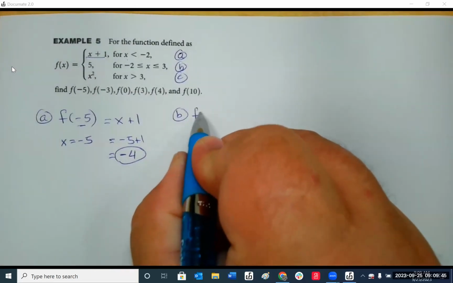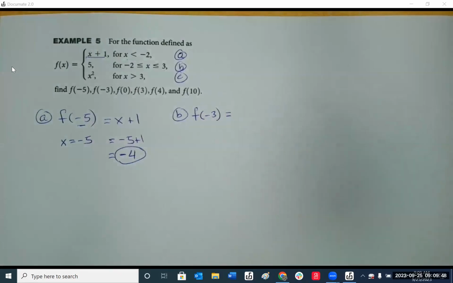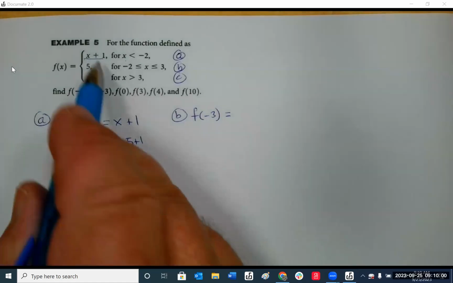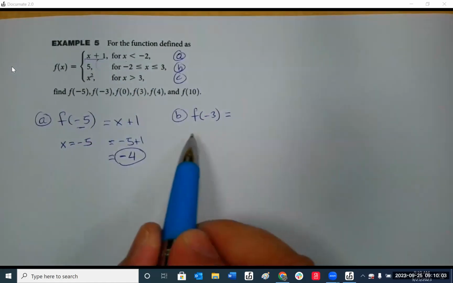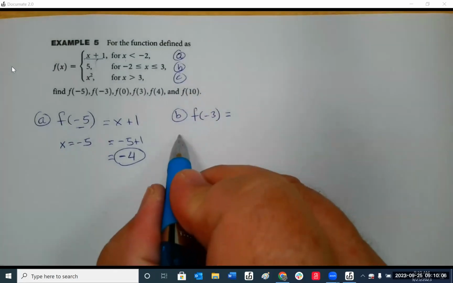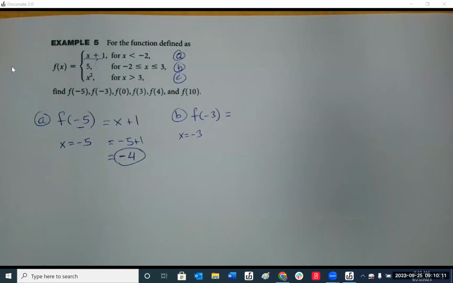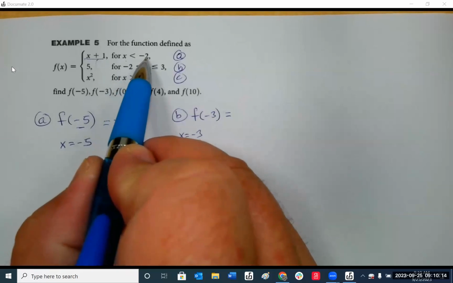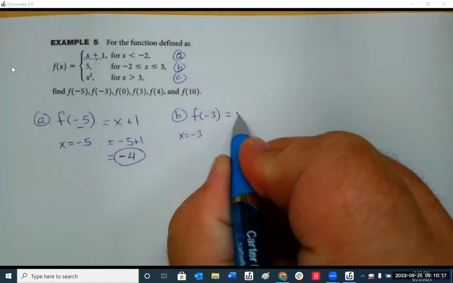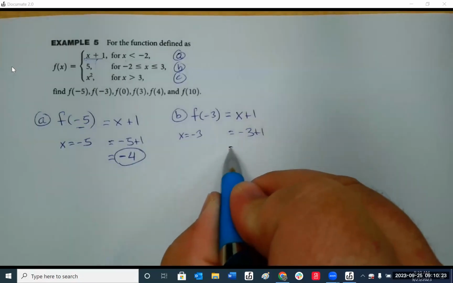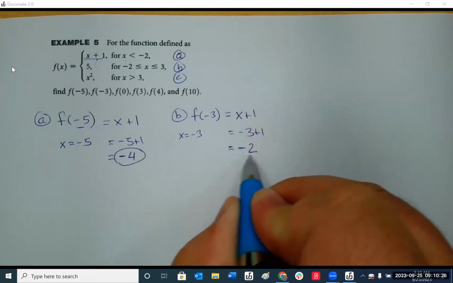B, f of -3. Which formula am I using? A, B, or C? The formula depends on what your x value is. What is my x value in this one? X is -3. So where is -3 in there? A, because -3 is less than -2. So I'm using this equation again. X plus 1. So it's -3 plus 1. 3 is bigger. 3 minus 1 is 2.